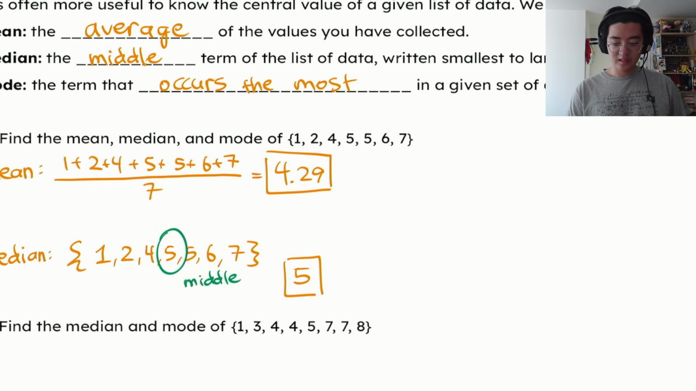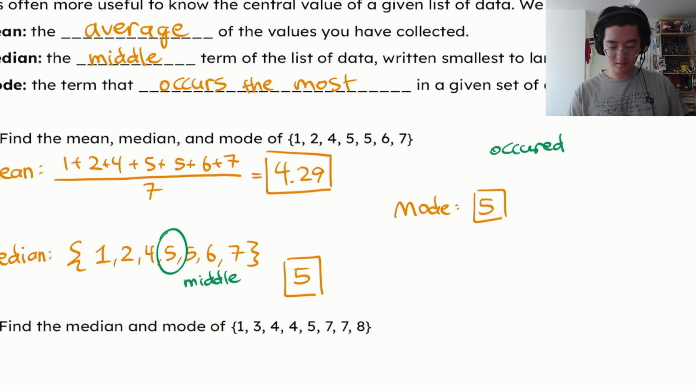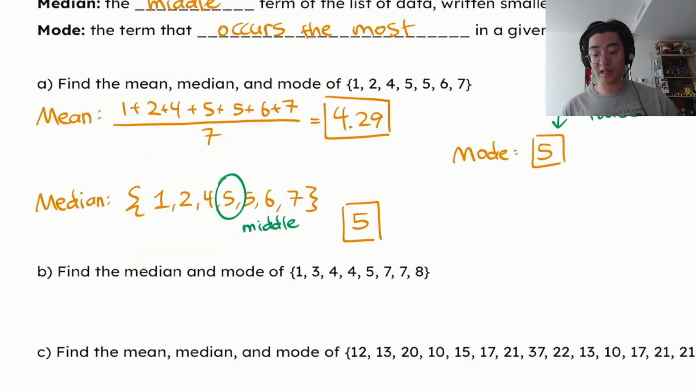And then the mode. What's the number that occurred the most? Once again, it's 5, because 5 occurred twice. We got two 5s here and one of every other number, so the mode is also 5. Okay, moving on to our next question.